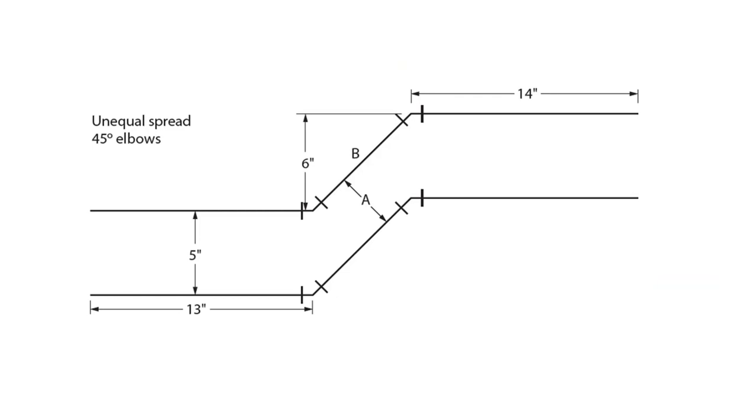Here we have an example of an unequal spread offset, where you're asked to find dimension B, which is the length of the travel or hypotenuse, and dimension A, the reduced spread between the pipes. As we've mentioned before, the skill lies in creating or visualizing the usable right-angled triangles. The trick is sometimes relocating the given information.